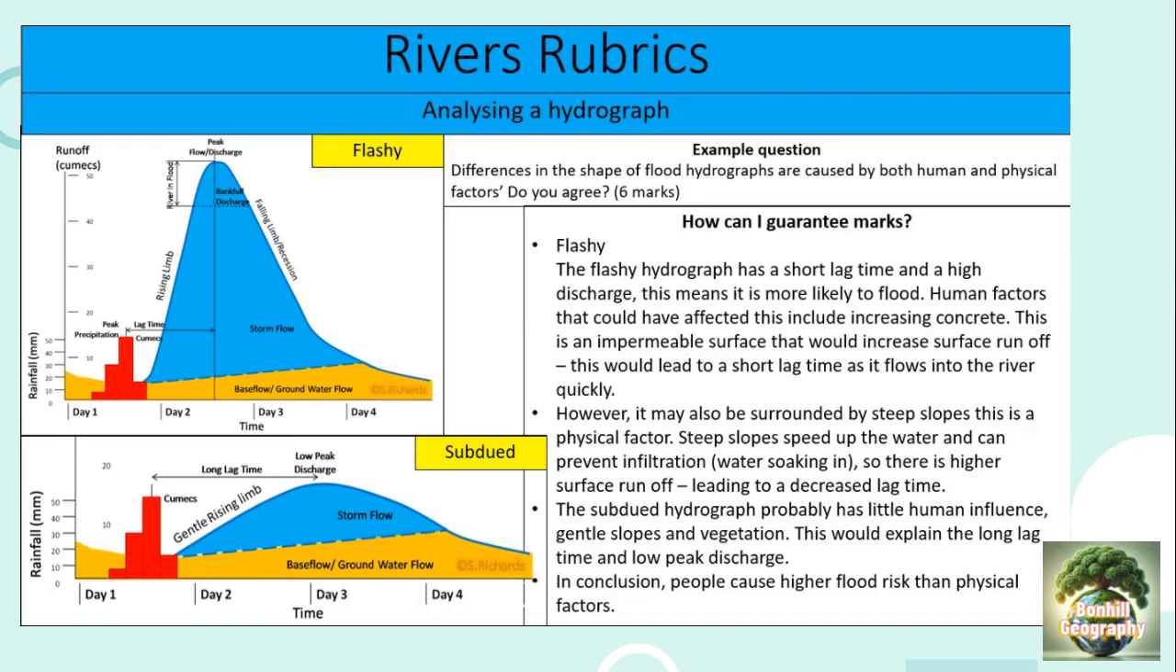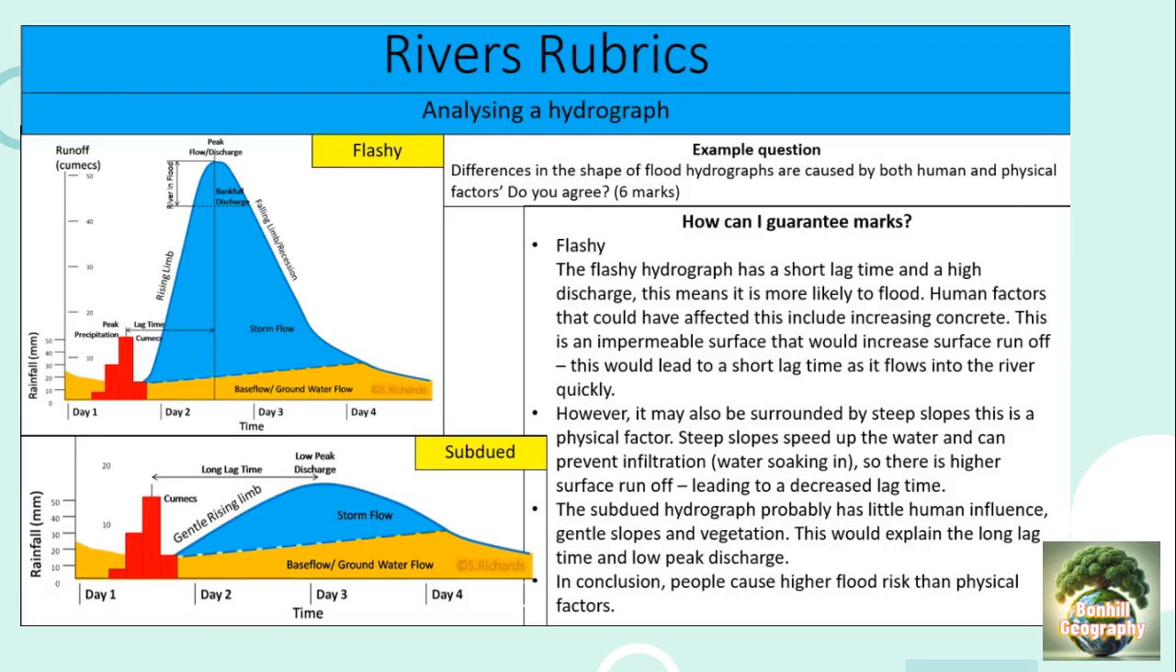Here is a screenshot of the rivers rubrics I've made for my Year 11 students, and we can see the difference between the flashy and the subdued hydrograph. So the flashy hydrograph has a short lag time and a high discharge. This means it's more likely to flood, 1 mark. Human factors that could have affected this include increasing concrete. These are impermeable surfaces that would lead to increases in surface runoff. This would lead to a short lag time as it flows into the river quickly.